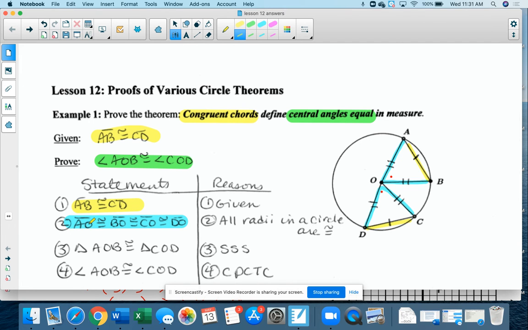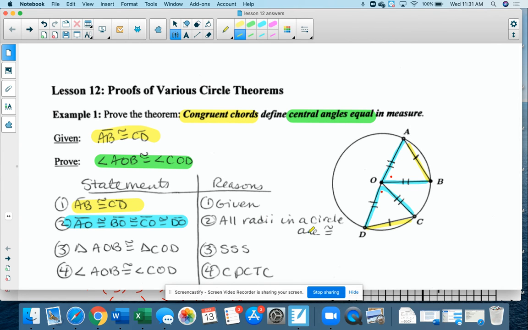Step 2 says that AO is congruent to BO, is congruent to CO, is congruent to DO. I have those all highlighted in blue on the picture for us. If you look at them, all of those are the radius of the circle. And the radius of the circle, no matter where you draw it, has to be the same length. I don't know what this length is, but whatever BO is, AO has to be the same thing. So all of these sides are congruent to each other, and I've marked them congruent. Now, the reason in the proof is that all radii, which is just the plural of radius, in a circle are congruent.